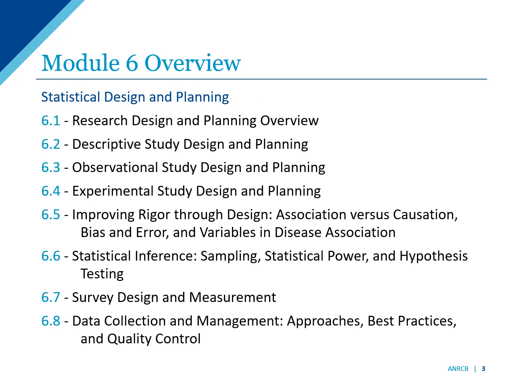This is the structure of Module 6. We'll begin with research design and planning overall, and for descriptive, observational, and experimental studies specifically. Then we'll address how to improve the internal validity or rigor of your studies by statistical planning to reduce error and bias, and to ensure that you are adequately powered to test your hypothesis and obtain a meaningful effect in your study results. Finally, through survey design and data collection and management, we hope to help you improve both the internal validity of your study, as well as help you to ensure that your results will be as broadly representative as possible for your study design.